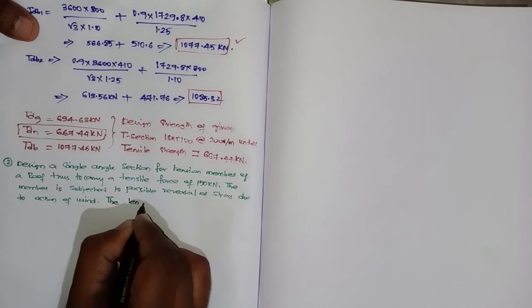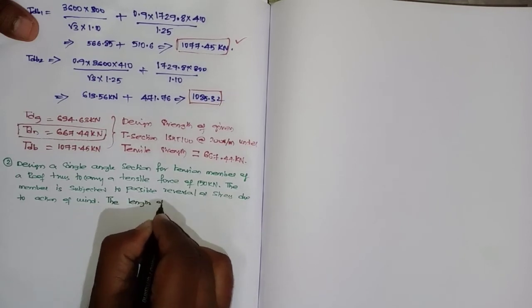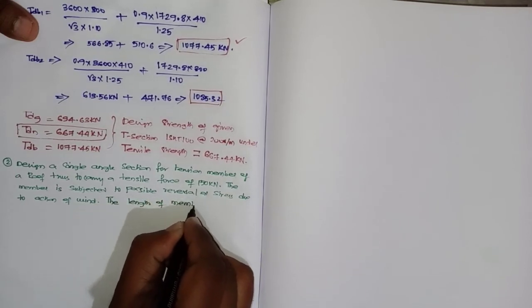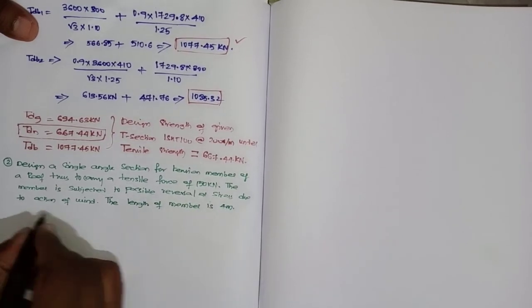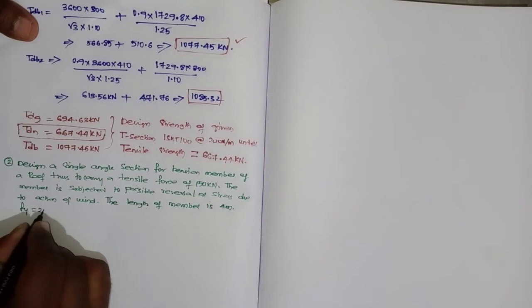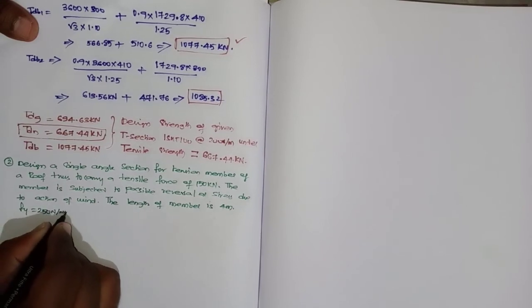Okay, next, the length of member is 4 meters. Fy is 250 Newton per mm square.